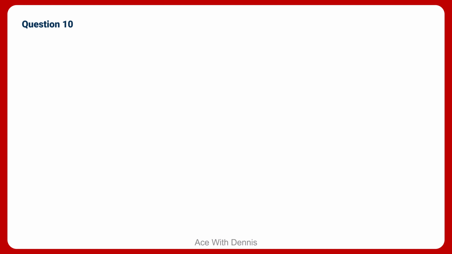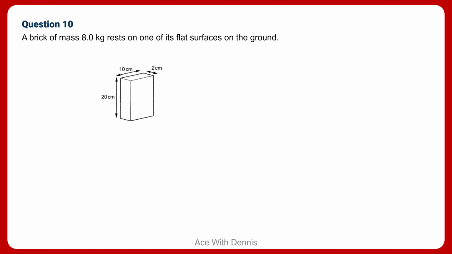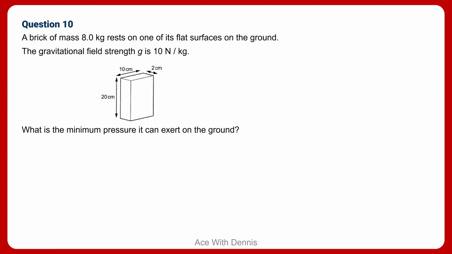Question 10. A brick of mass 8.0 kilograms rests on one of its flat surfaces on the ground, as shown in this diagram. The gravitational field strength g is 10 newtons per kg. What is the minimum pressure it can exert on the ground? A. 0.40 pascal. B. 400 pascal. C. 4,000 pascal. Or D. 40,000 pascal.